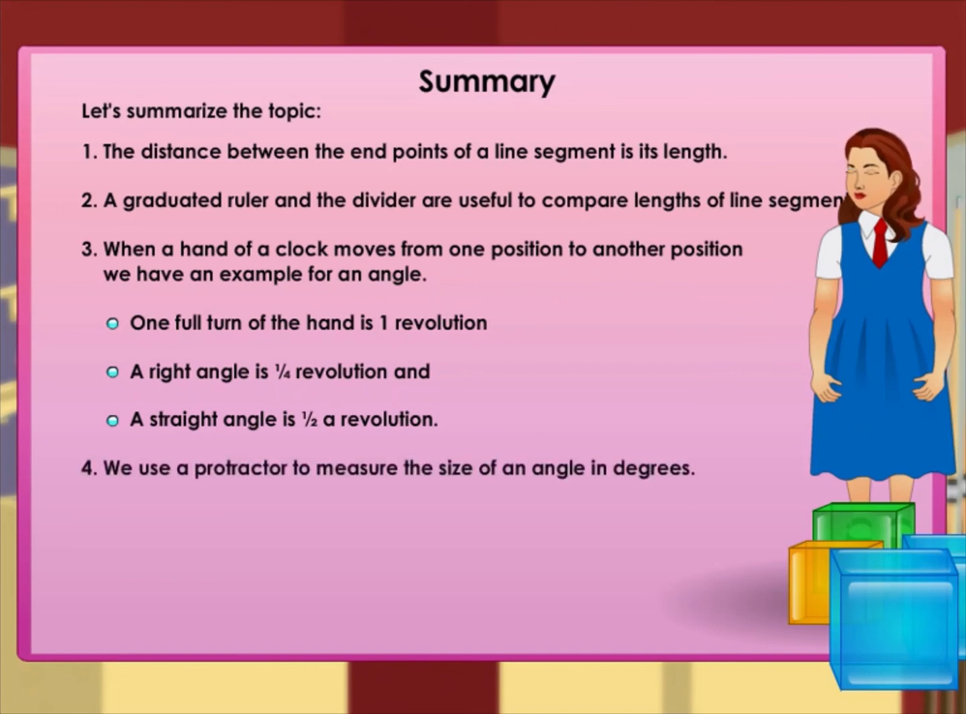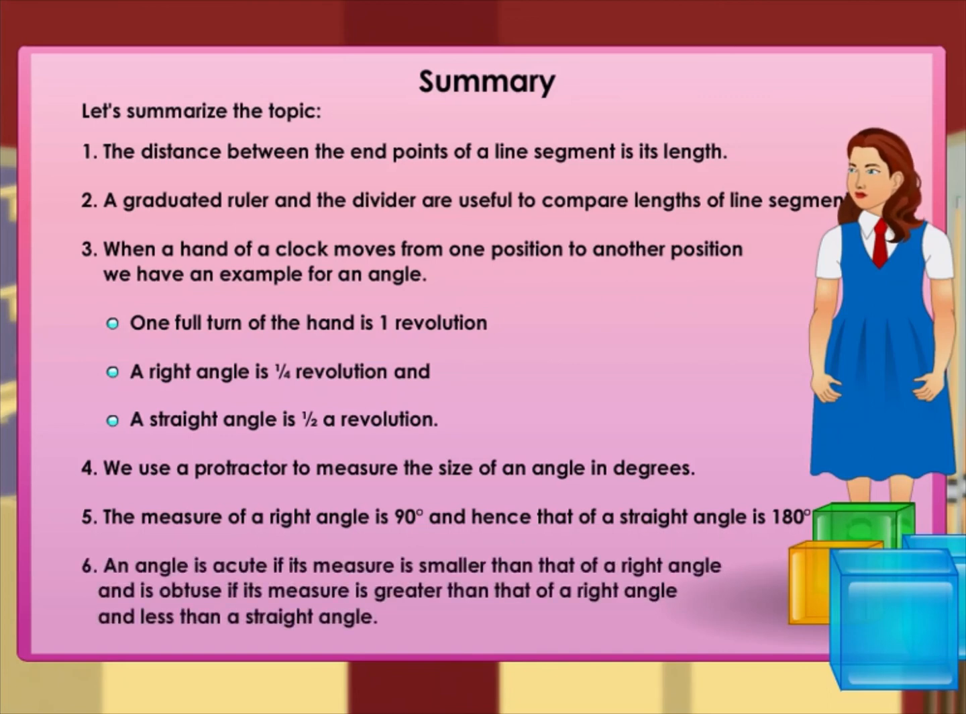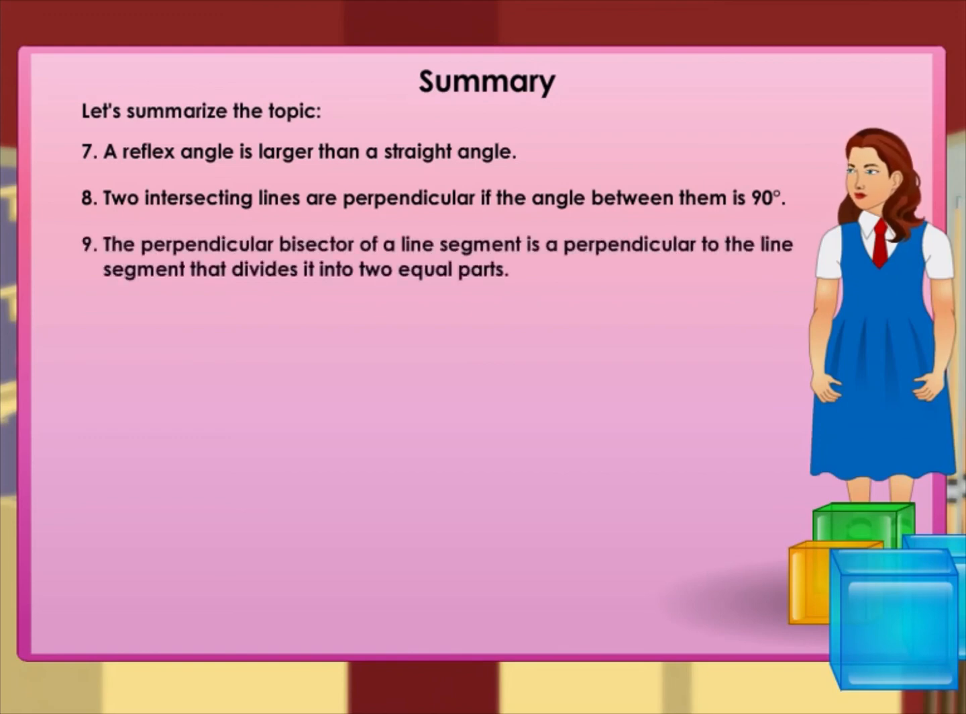We use a protractor to measure the size of an angle in degrees. The measure of a right angle is 90 degrees, and hence that of a straight angle is 180 degrees. An angle is acute if its measure is smaller than that of a right angle, and is obtuse if its measure is greater than that of a right angle and less than a straight angle. A reflex angle is larger than a straight angle. Two intersecting lines are perpendicular if the angle between them is 90 degrees. The perpendicular bisector of a line segment is perpendicular to the line segment and divides it into two equal parts.